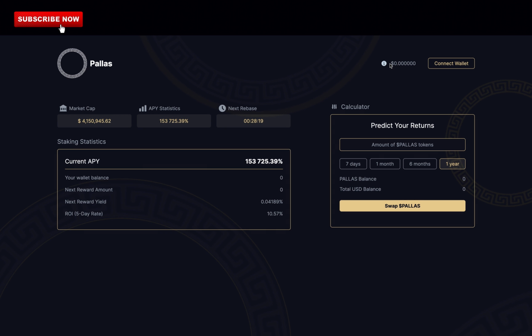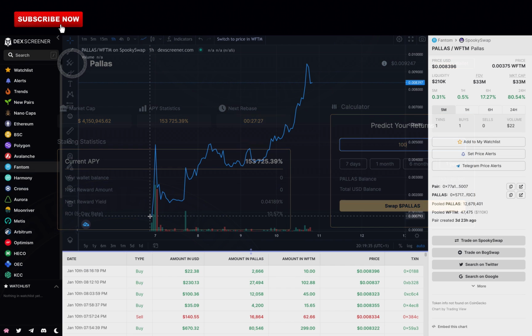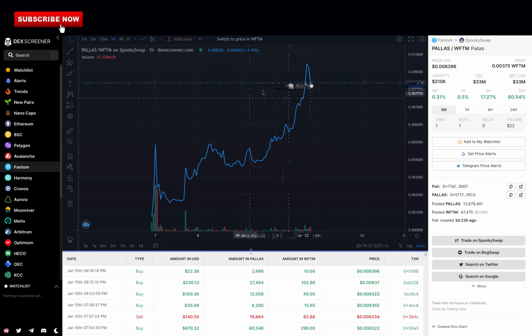Here we can see that the market cap is at $4.1 million. Pallas is a brand new protocol, it just launched a few days ago, and yet we're seeing a crazy market cap. Absolutely insane. Then there's this crazy fixed APY. And here you can use this calculator to calculate your potential returns. In conclusion, the price has gone up already 100% in the last 24 hours.